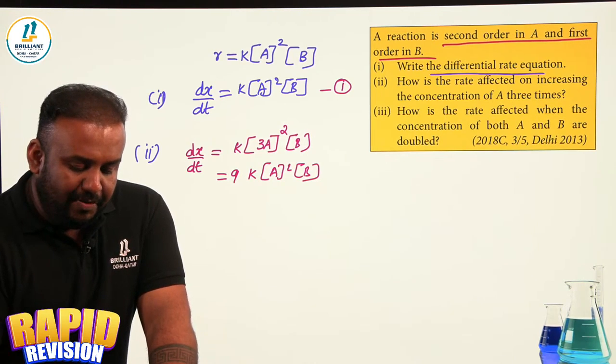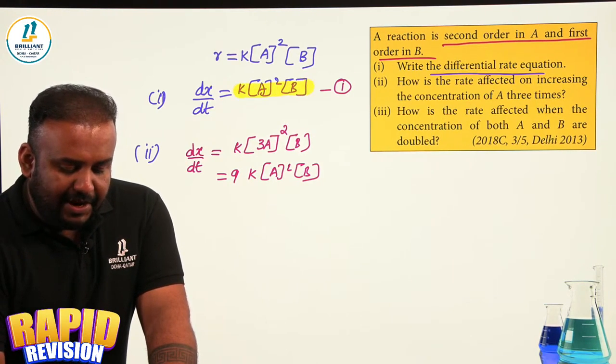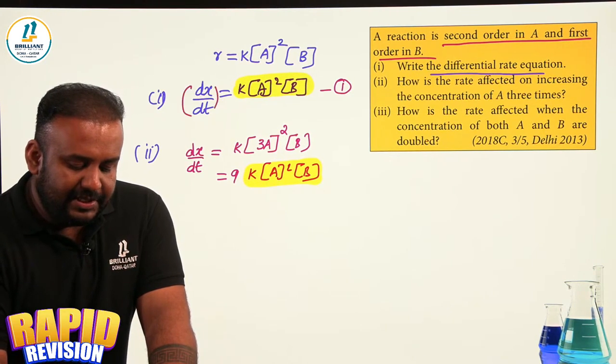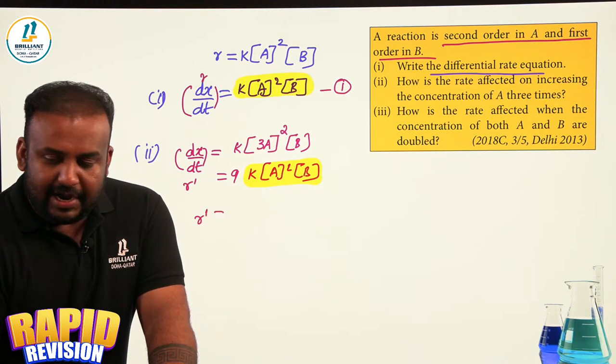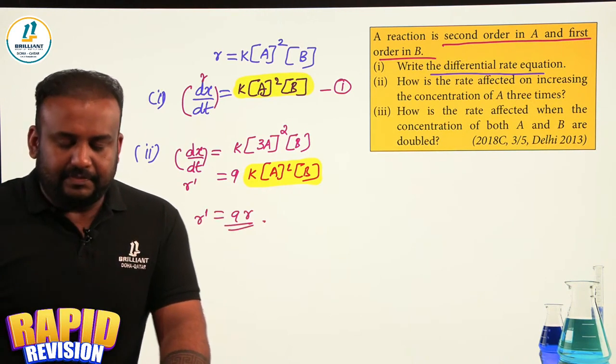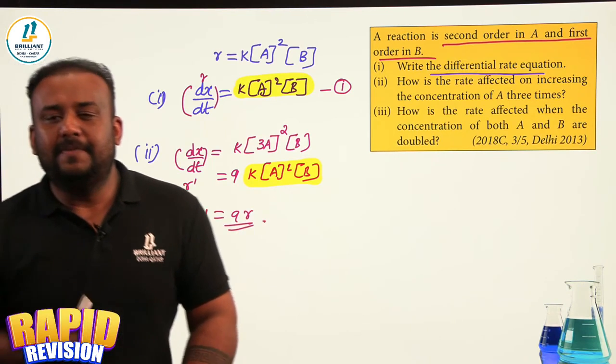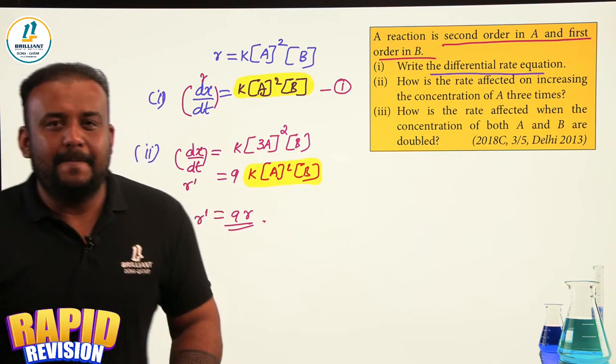Now what is k[A]^2[B]? That is the old rate, correct? This is the old rate. This is the new rate. So R' = 9R. Is that clear to everyone?